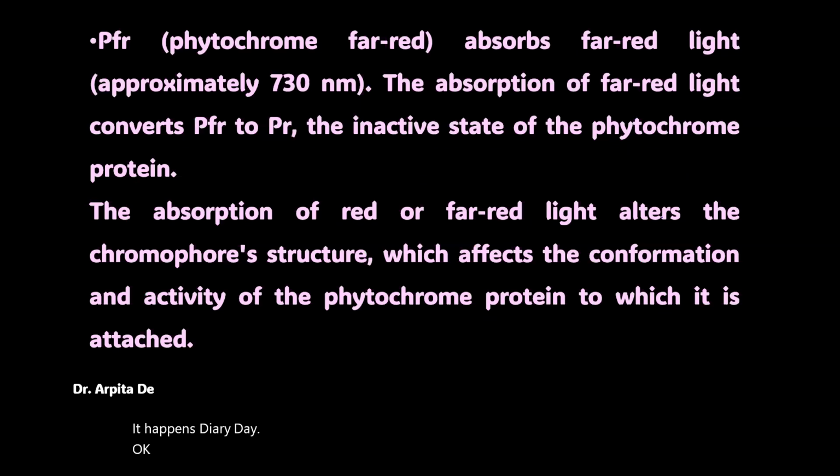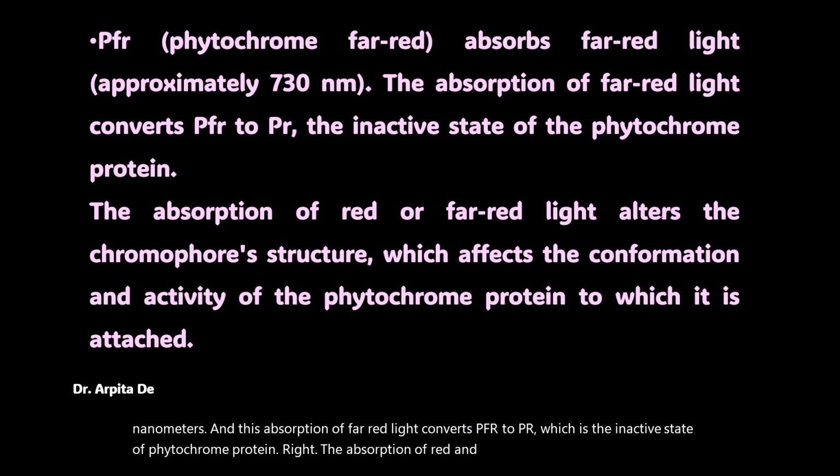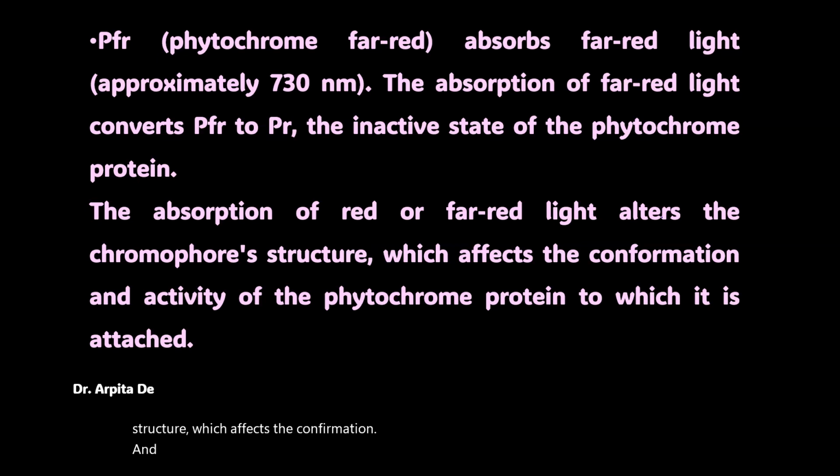PFR, the phytochrome far red form, absorbs far red light at approximately 730 nanometers, and this absorption of far red light converts PFR to PR, which is the inactive state of the phytochrome protein, right? The absorption of red and far red light alters the chromophore structure, which affects the conformation and activity of the phytochrome protein to which it is attached. Clear?